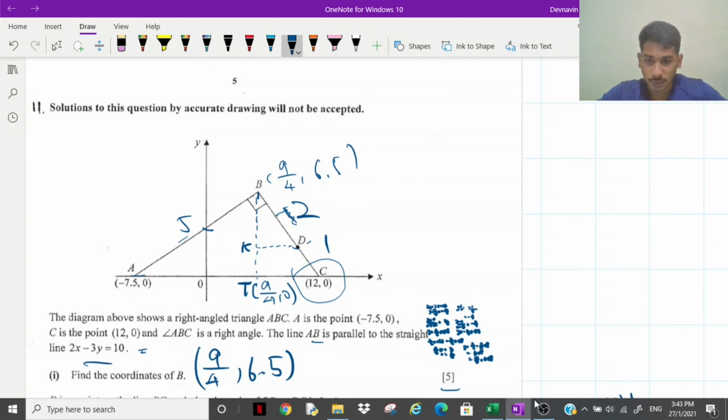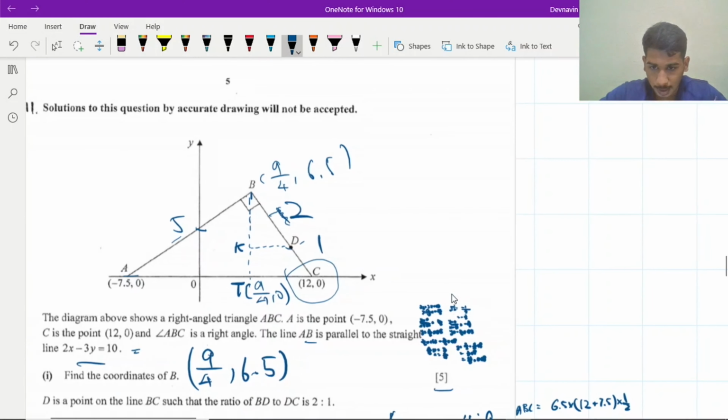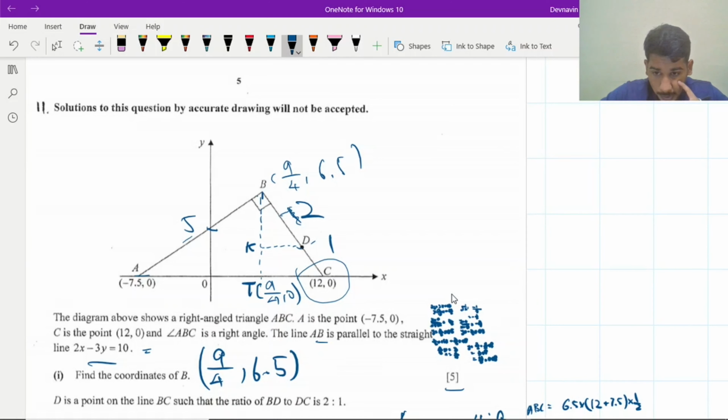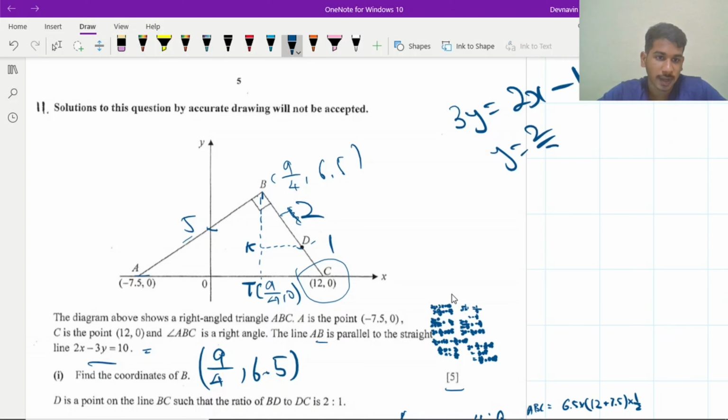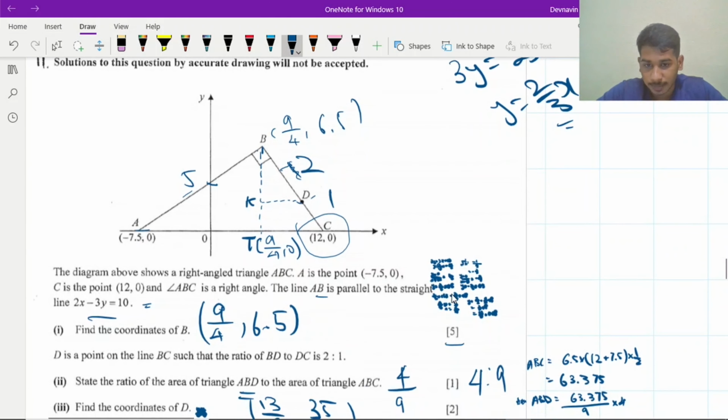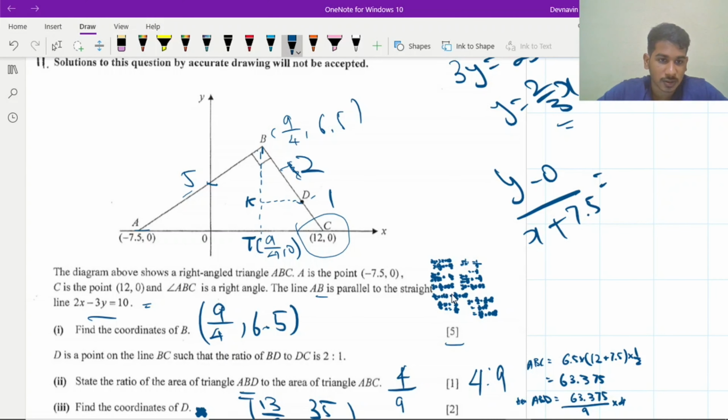You know what, guys? I'm going to retry this question, and let's see what happens using the same method though. So we have a given gradient, which is going to be 2 over 3. The gradient is 2 over 3 because 3y is equal to 2x minus 10. Then y is equal to 2/3 of x minus 10 over 3. 2/3 is the gradient for AB. So for AB it's going to be y minus 0 over x minus 7 plus 7.5 is equal to 2 over 3.